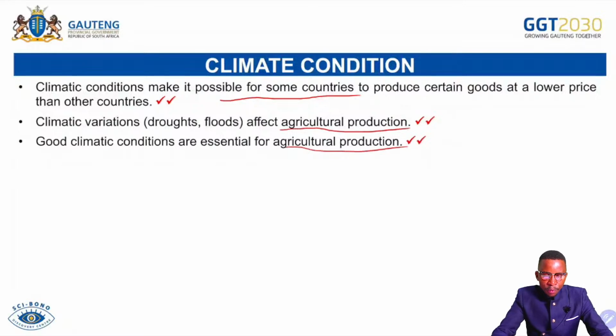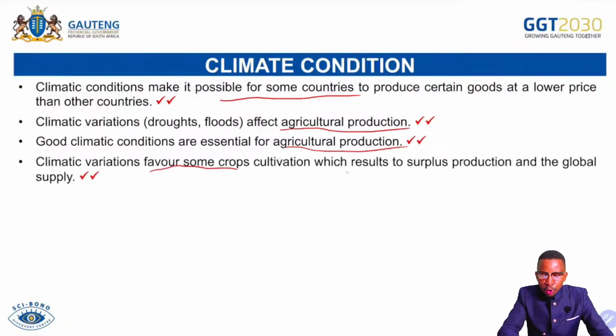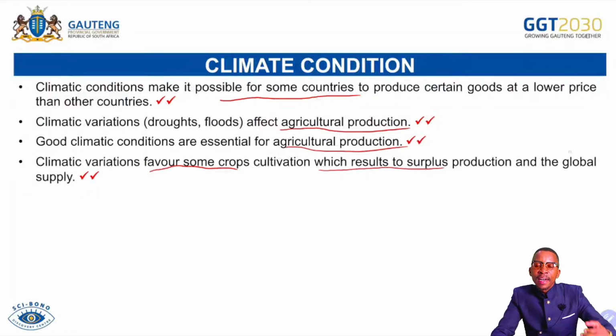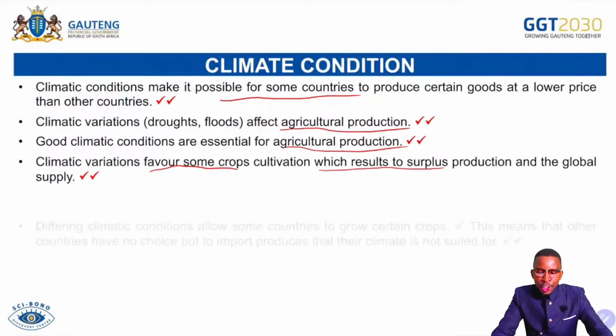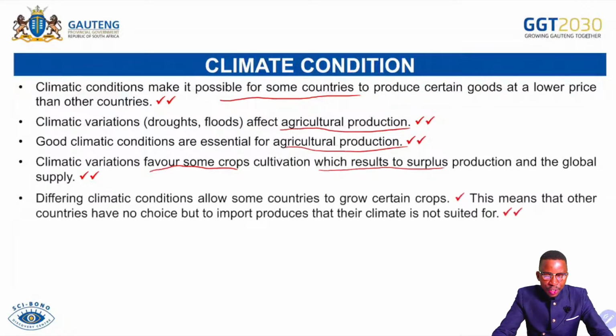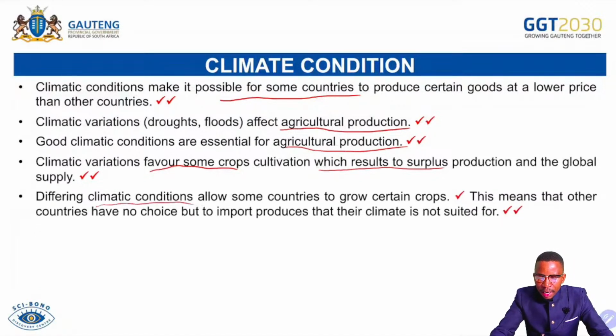And then we go further to check. Climate variations favor some crops' cultivation, which results in surplus production and global supply. Those that are favored will have the surplus production of that particular crop and supply the rest of the world that is unable to grow that crop because of their unfavorable weather condition. Different climate conditions allow some countries to grow certain crops, and not grow some crops also. This means that other countries have no choice but to import products that their climate condition is not suited for.